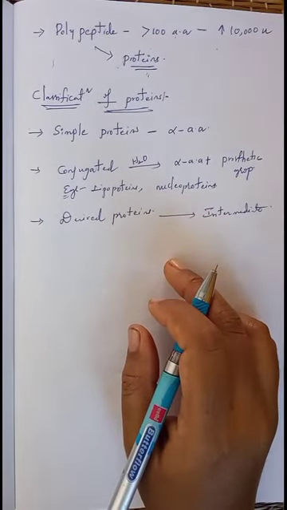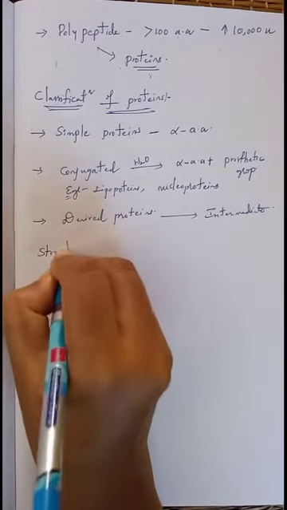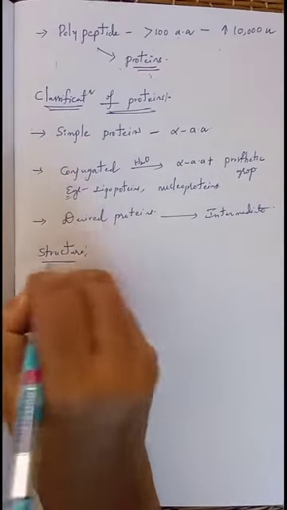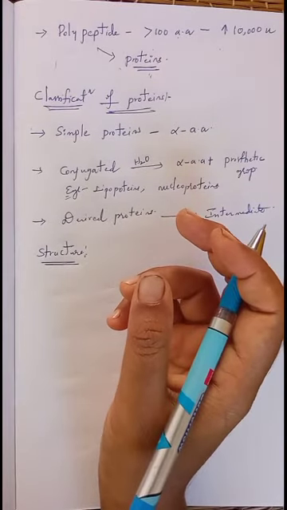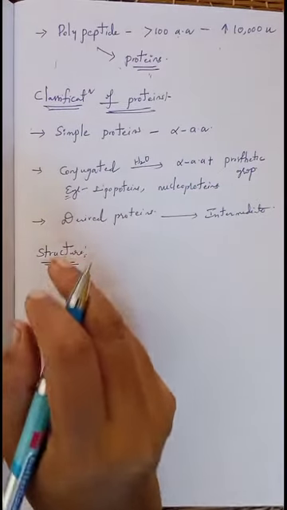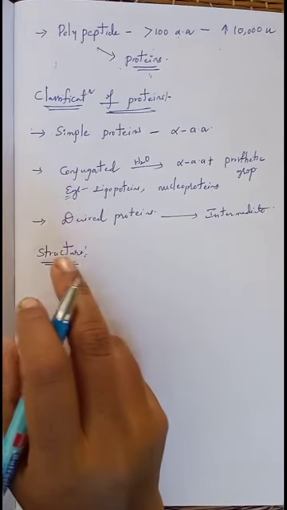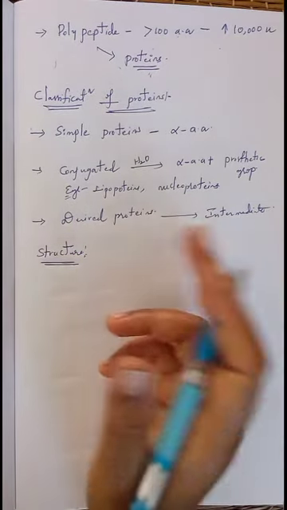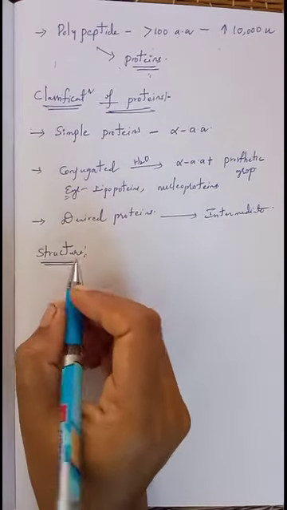Now we have to know about the structure of proteins. The main important structure is that proteins are condensation polymers of alpha amino acids which are connected through the peptide bond. In the structure of proteins, n number of amino acids are condensed and joined by peptide linkages. Then those are said to be structures of proteins.